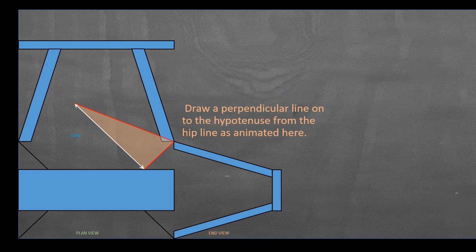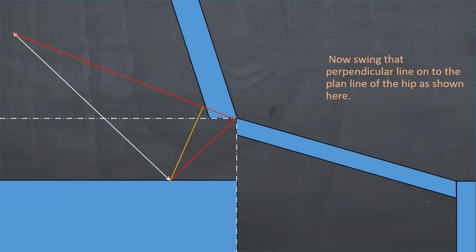So next, where the junction between the hip line on plan meets the rise line, draw a perpendicular line from there onto the true length line of the hip, as shown here with the frame and square. So we'll zoom in here so we can see a bit better detail. So the next step is to swing that perpendicular line down onto the plan line of the hip as shown here now.